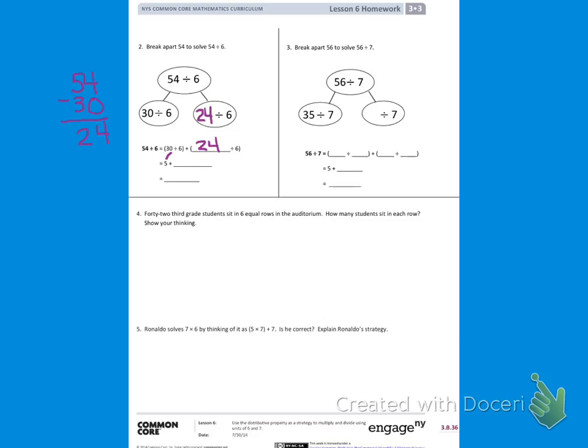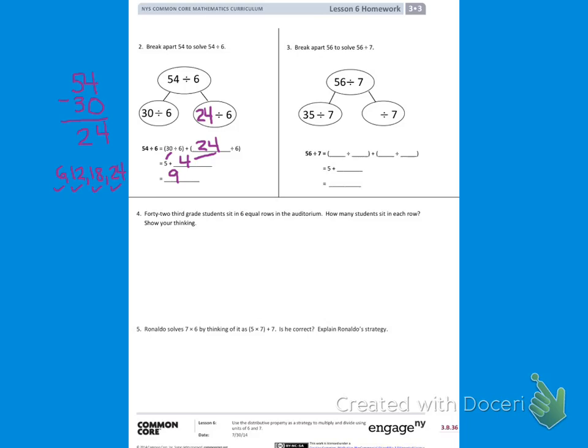So what's 24 divided by 6? If you're not sure, you can go ahead and do skip counting by 6s until you get to 24. 6, 12, 18, 24. 24 divided by 6 is 1, 2, 3, 4. Now we take those two answers to the division problems and add them together. 5 plus 4 is 9.